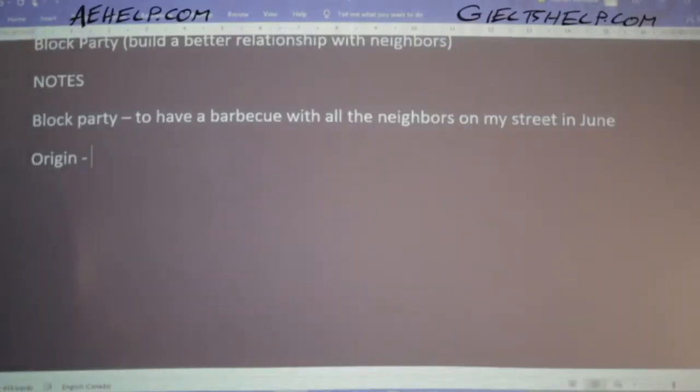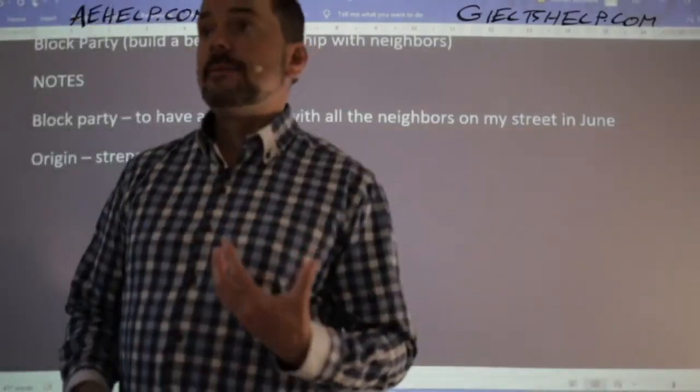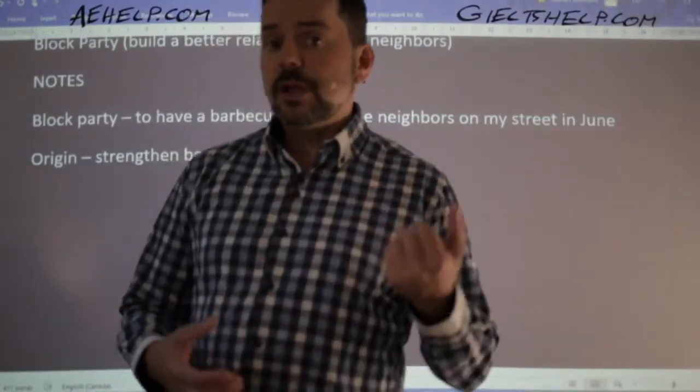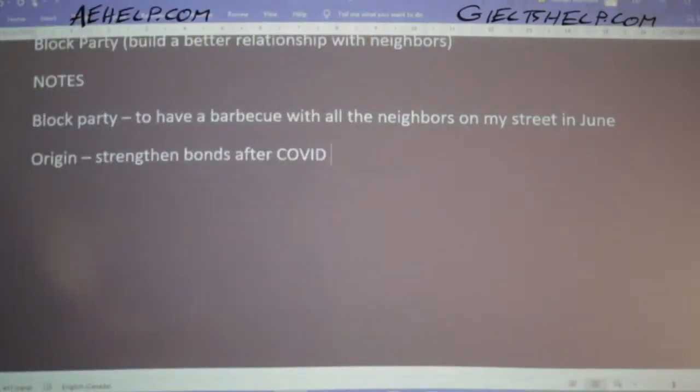Okay, Nick Hill, very good. So strengthen bonds after lockdown. There you go. Brilliant. Nick Hill, very clever, quick thinking. That's the kind of thinking that really goes a long way because it's clear that you used some quick critical thinking there. So strengthen bonds after COVID lockdown.